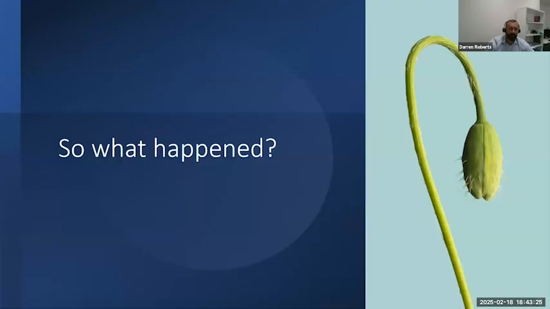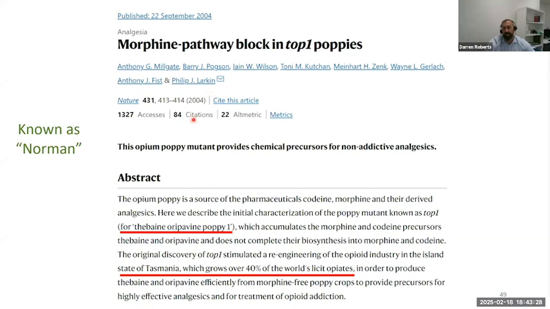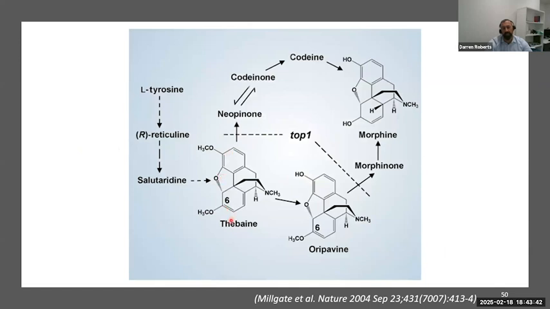So what happened? Well, we know that there are different types of poppies that exist. And they're not genetically modified. They're just a different variant, called the Norman or the Noman, which is the top one variant. And so what this relates to is that this is the normal developed. For those of you who like chemistry, those of you who don't, you can close your eyes for 2 seconds. I'll be very quick. In the poppy seed, thebaine is the main substance of which everything starts from, and then these different enzymes change it to codeine and morphine.